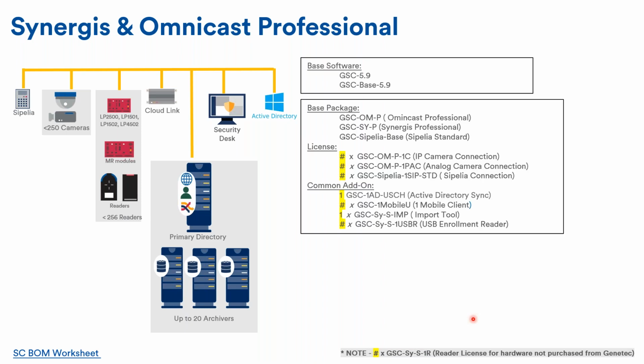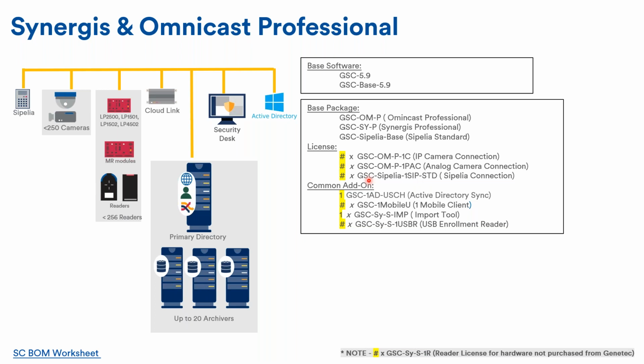In this scenario, it's very similar in concept to the standard package. But the difference, as you can see over here, is that for the Omnicast Professional we're quoting the part number GSC-OM-P, whereas in the previous package we were quoting GSC-OM-S for standard. As we're using a professional, the part number is different. Also, for licenses we have a slightly different part number for our IP camera licenses, as well as our analog camera licenses and Sipelia connection.